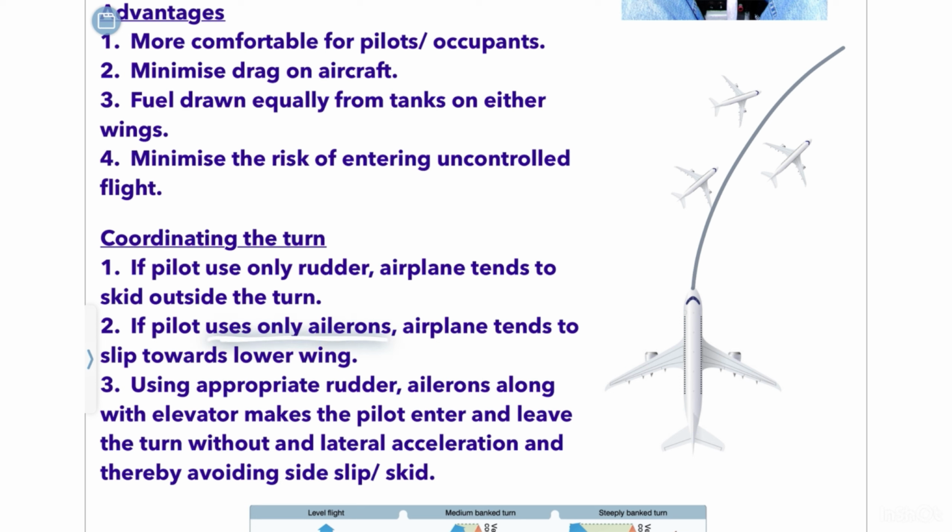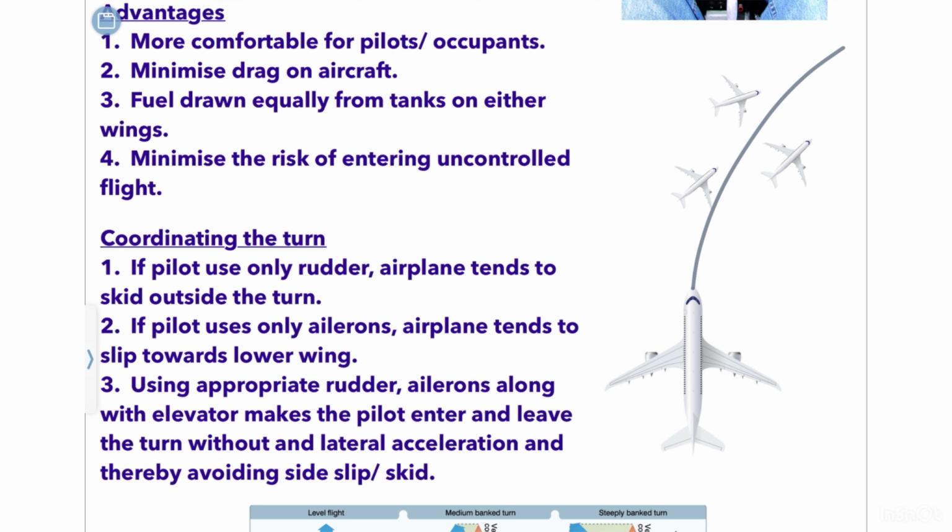If the pilot uses only ailerons, meaning the controls on the wings, and the aircraft is just banking, not using any rudder or elevator, the aircraft will slip. As written here, with ailerons only, the airplane tends to slip towards the lower wing. This is the lower wing, and this is how the aircraft will go. So in either case, the pilot should not use only rudder or only ailerons. Using appropriate rudder and ailerons along with the elevator to adjust the lift, the pilot enters and leaves the turn without any lateral acceleration, thereby avoiding side slip or skid.